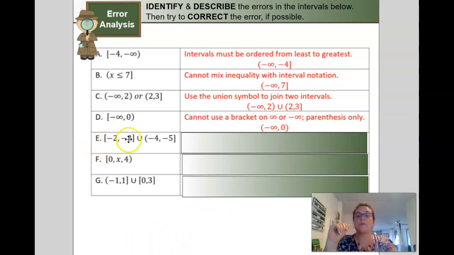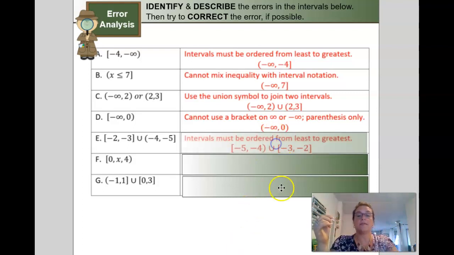Okay, example E, we have brackets -2, -3, and then a union, and then parentheses -4, -5. So this is all kinds of out of order. When you're writing intervals, whether it's a single interval or a union of intervals, the order always has to be from least to greatest the whole way across.